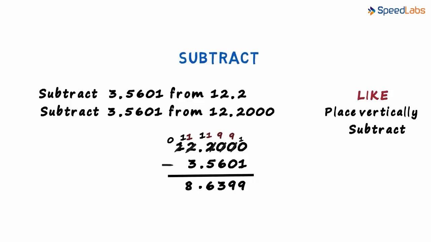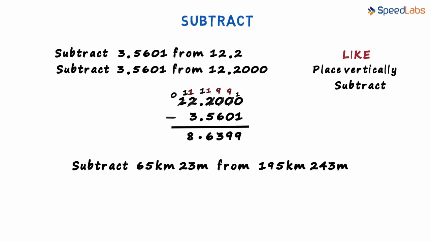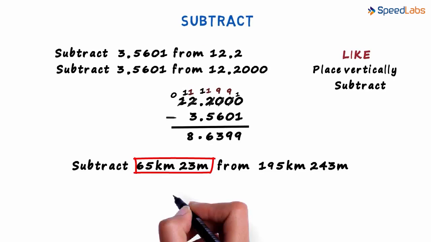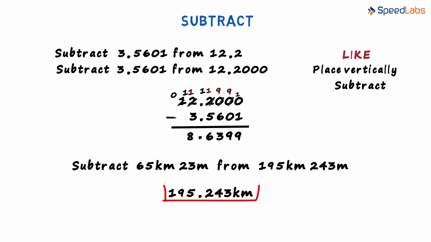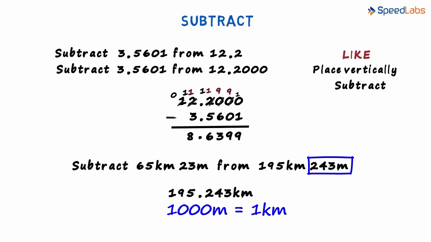But where can we use this concept? Say we are asked to subtract 65 kilometers 23 meters from 195 kilometers and 243 meters. We have been asked to subtract distances. To perform this subtraction, it's better we convert both distances to kilometers and subtract. This distance can be written as 195.243 kilometers. How did we write this? 1000 meters make up a kilometer, so 243 meters will make up 0.243 kilometers.